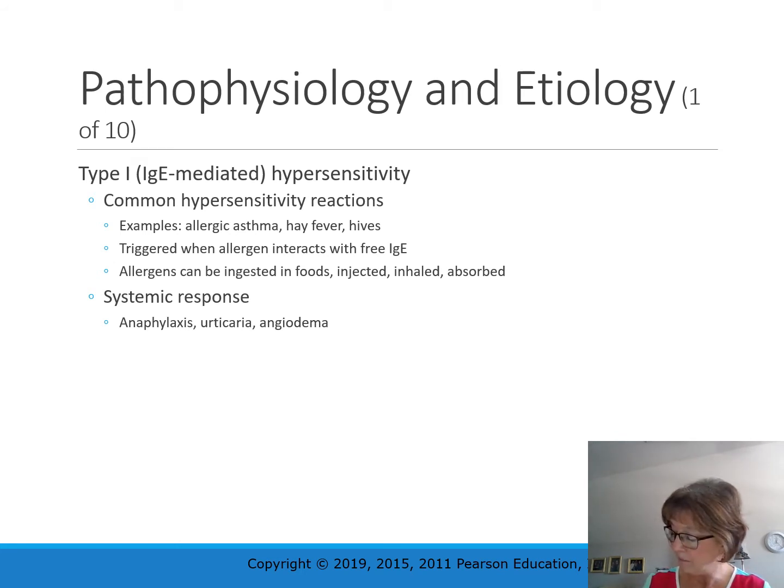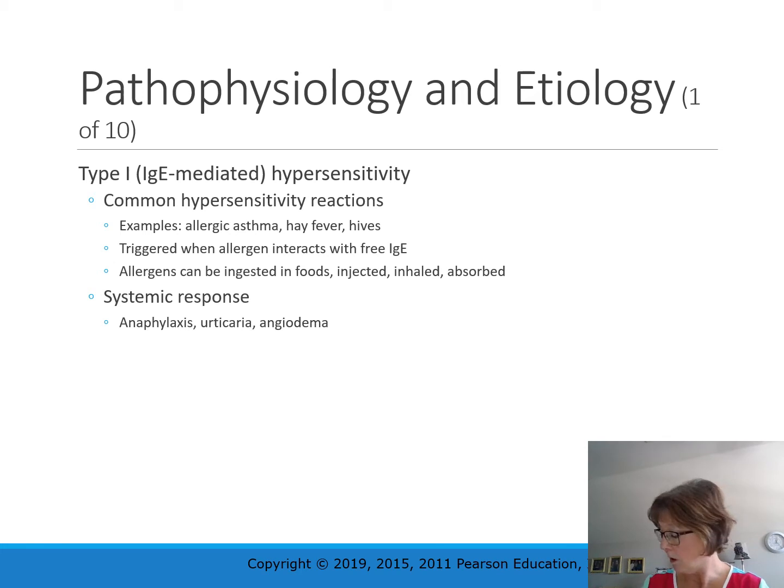Type 3 is immune complex mediated reactions, and this is where there's deposits in the tissue, and the result is a generalized inflammatory reaction. Urticaria, skin, fever, and joint pain. And you might see this with acute glomerulonephritis, which is infection of the kidney and inflammation of the kidney, and serum sickness, and we're going to talk about that too.